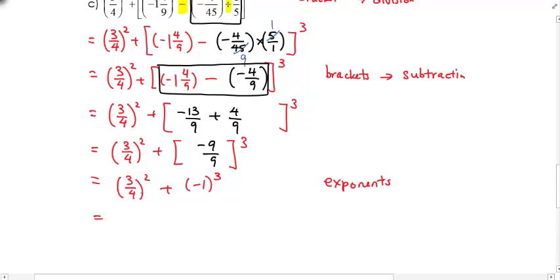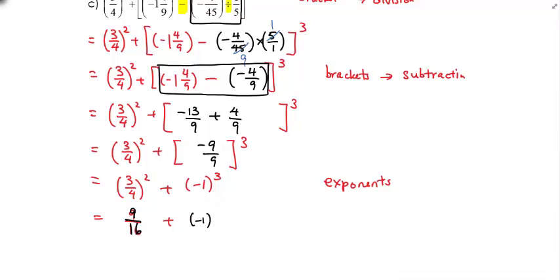So what's 3/4 squared? Well, that means you have to square both numbers. Square the 3, which becomes 9. Square the 4, which becomes 16. I guess I should do it in black, eh? That's the stuff we're doing. 9 over 16. Negative 1 cubed, that just becomes negative 1.